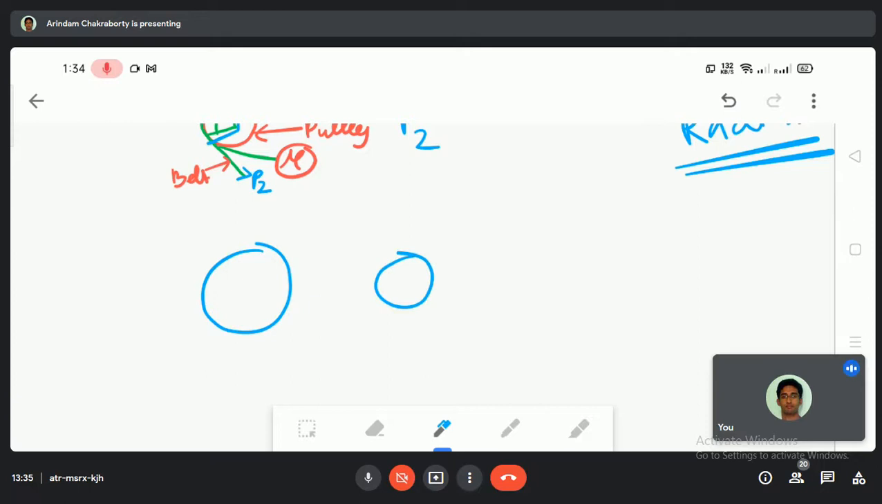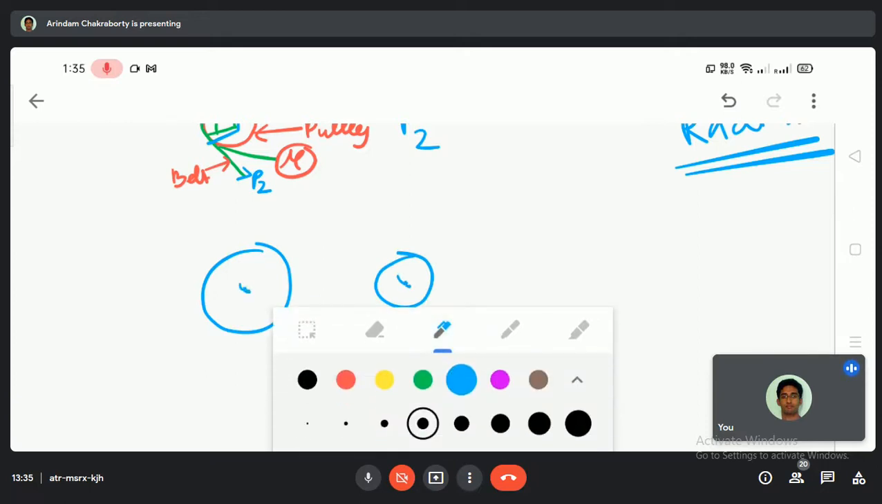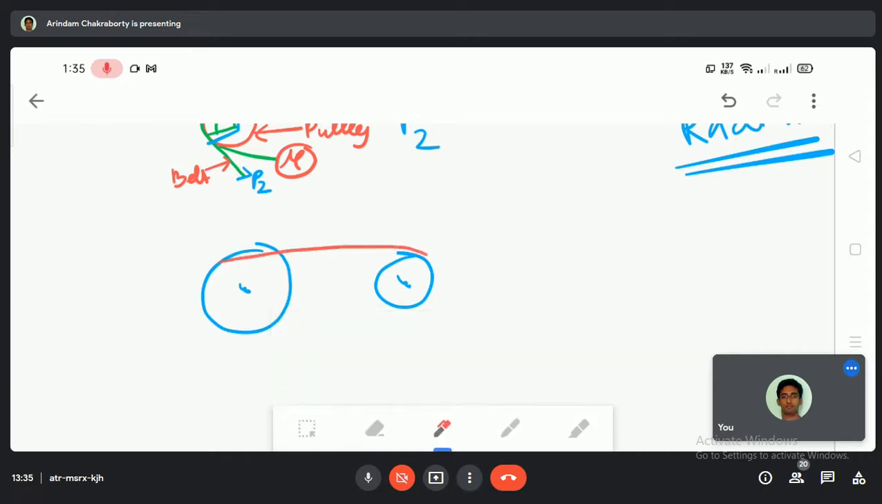So this is one pulley, this is another pulley. The pulleys are connected with a belt. So what can you write? You can write the tension like this. Can we write this one? And what about this one? We'll write like this. What about this pulley, 1 and 2? We can also write this way.